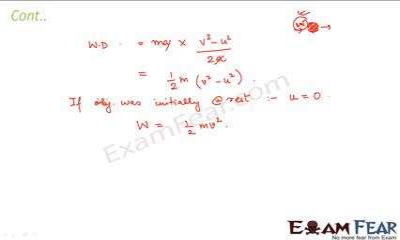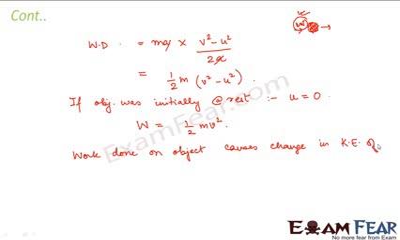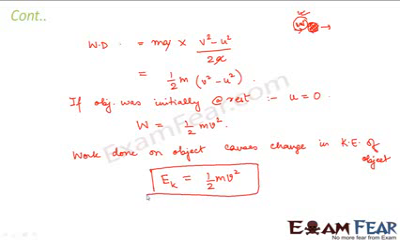Right, so in this case, we can say that the work done causes the change in kinetic energy of the object. Work done on the object causes change in kinetic energy, because initially the kinetic energy was 0, now the kinetic energy is non-zero. So this change is brought about by this work done. So we can say that kinetic energy is equal to half mv square. So you understood the logic? Okay.